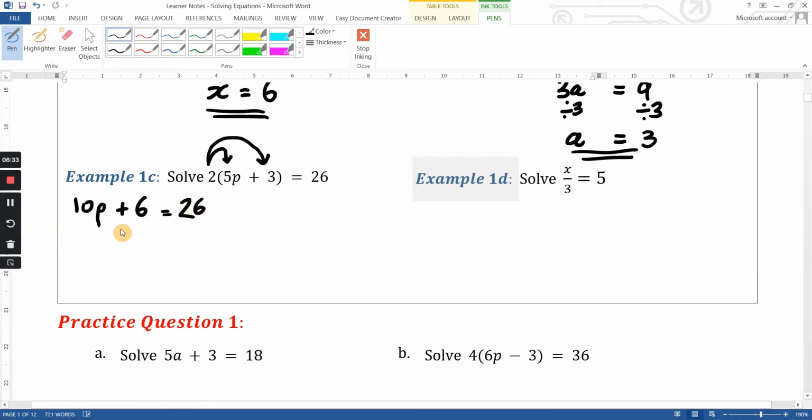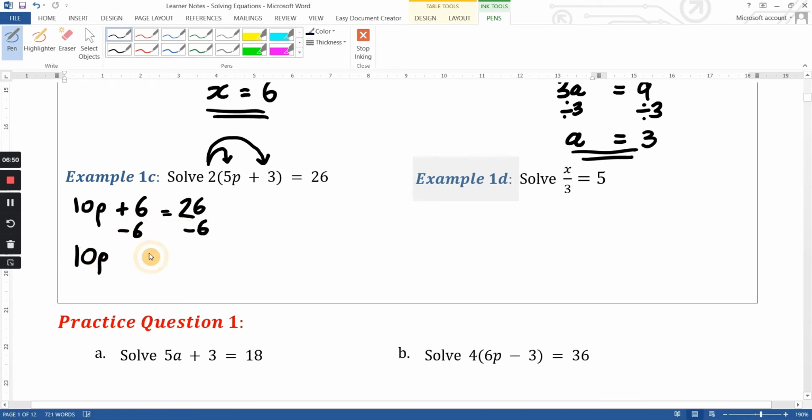So again, because it says solve, they want us to find out what p is. So I need p on its own. So let's keep that as it is. Let's leave that there. Let's get rid of the plus 6. So I'll have to minus 6 here. Minus 6 here as well.